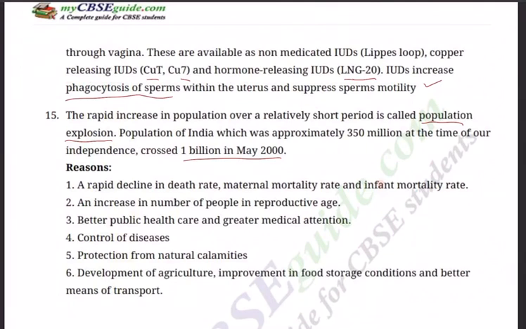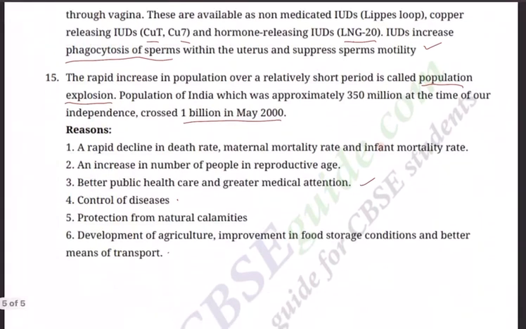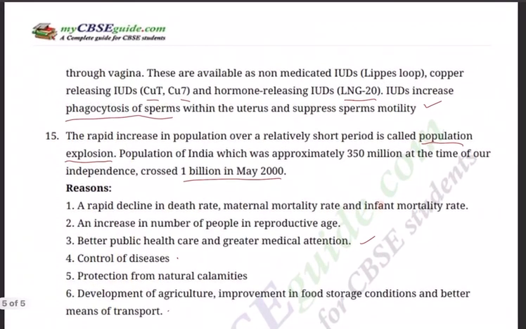Second, an increase in the number of people in reproductive age. This is the main crux. People who are between 20 years and 40 years are maximum. That's why they're all under the reproductive age. So the population explosion. Better public health care and greater medical attention, certainly. Control of diseases to a certain extent. Protection from natural calamities, yes. And then development of agriculture, improvement in food storage conditions, better means of transport, and we can say better living conditions. So this is how you need to write point-wise for the mega questions.